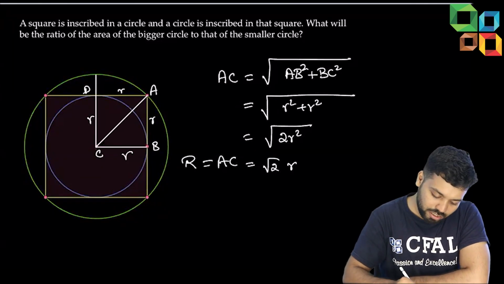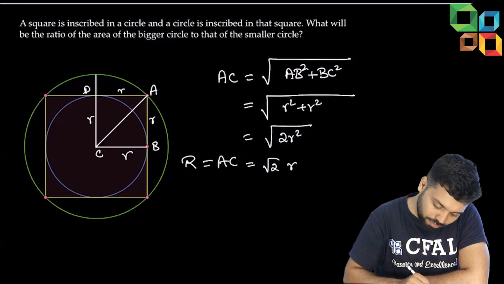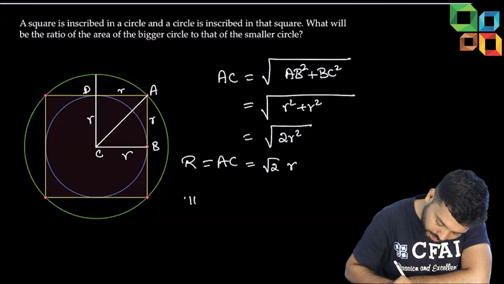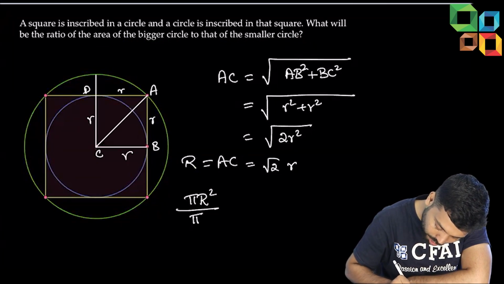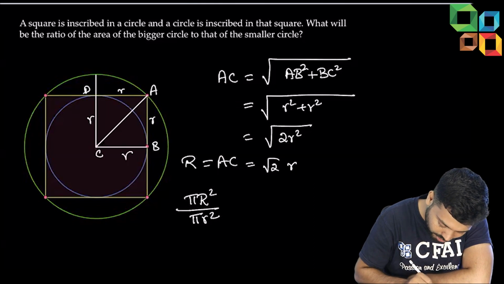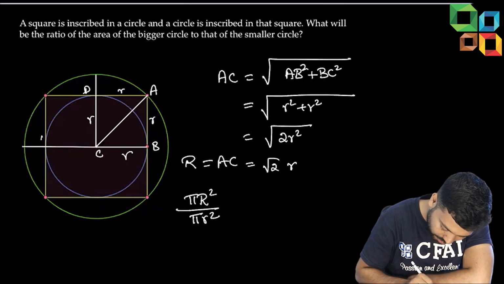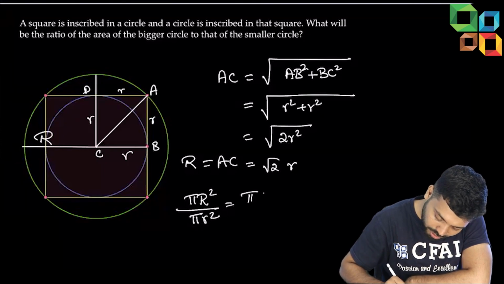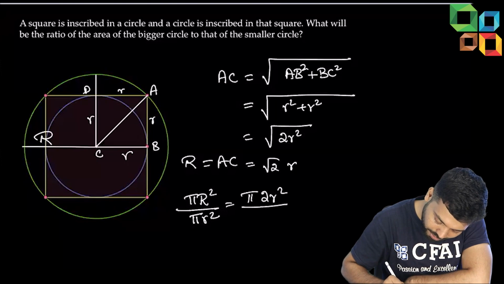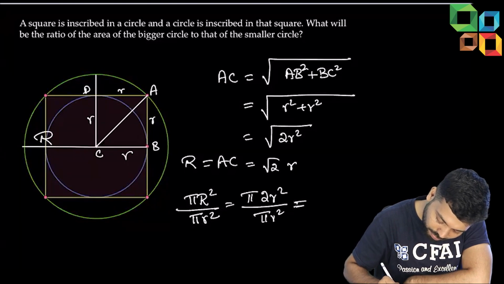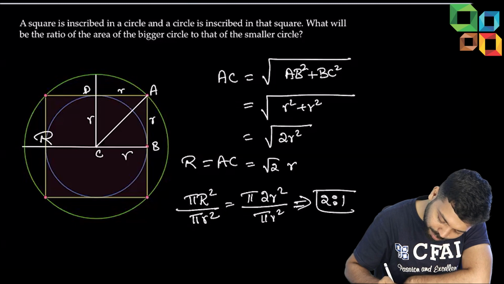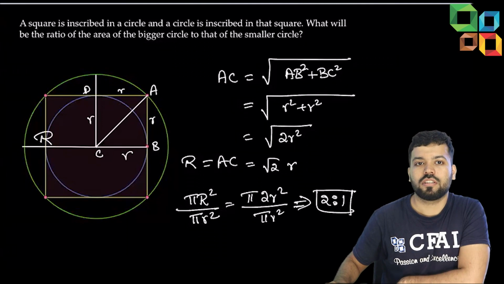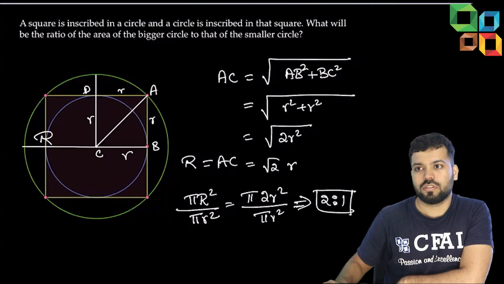They have asked again the ratio of the bigger circle to that of the smaller circle. So we will have pi R square divided by pi r square. Let's call this bigger one R. So this will be pi times 2r square divided by pi r square. So this implies 2 is to 1. Any doubts here, students?